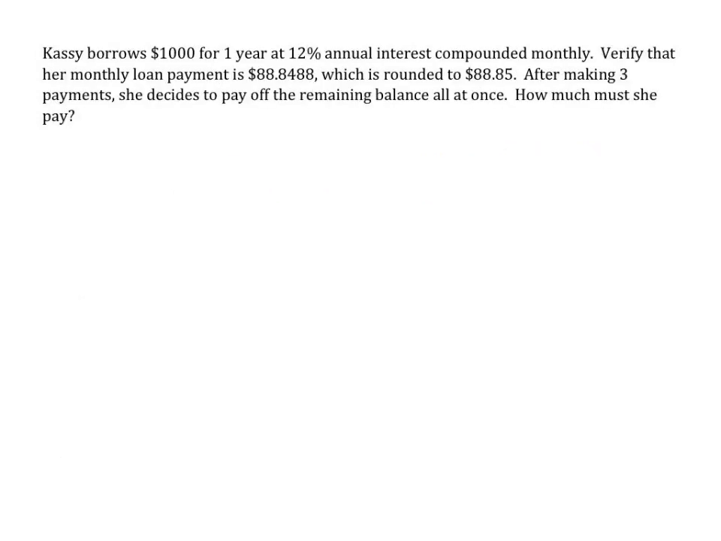Casey borrows $1,000 for 1 year at 12% annual interest compounded monthly. We're not going to verify. We're going to say that her payment is $88.8488, or rounded $88.85. After making 3 payments, she decides she can pay off the remaining balance all at once. How much must she pay?